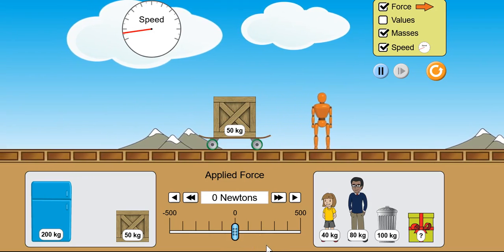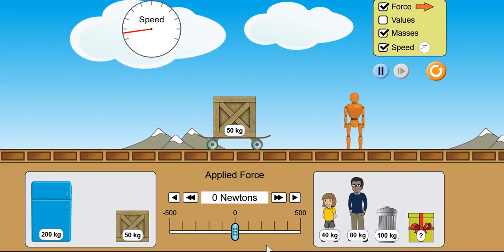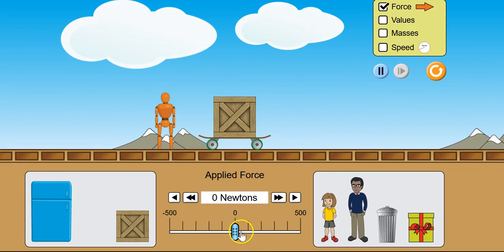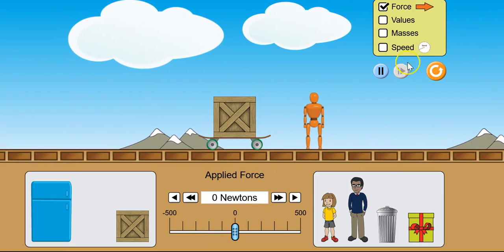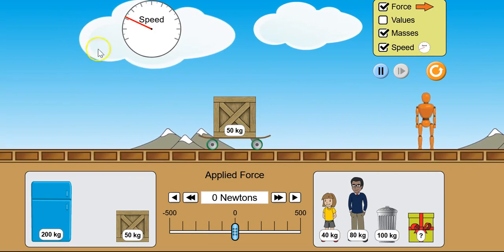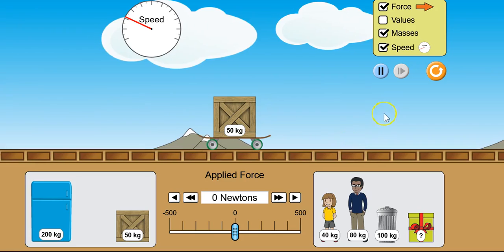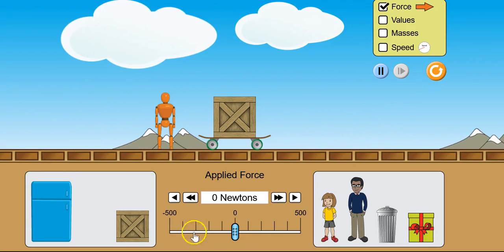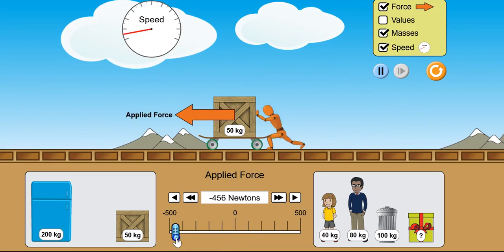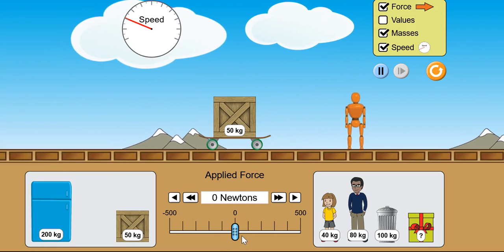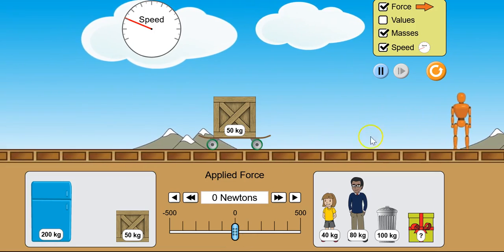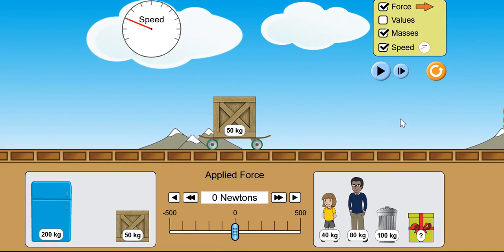Okay, so this time we applied a force in the different direction, so the object is moving in a different direction. Let's reset it. Let's apply 300 newtons of force in the opposite direction. The speed increased, but the direction is different. All right, let's do one more. I'm going to do 500 newtons to the left. And this time the speed increased, and again, it's moving to the left. So the direction of the force determines the direction of the motion of the object.